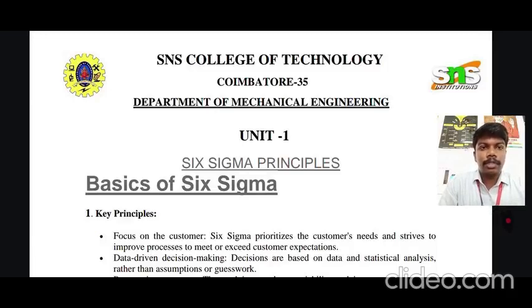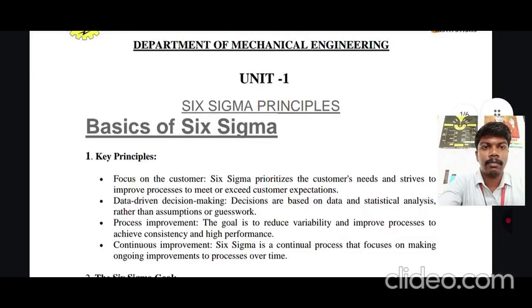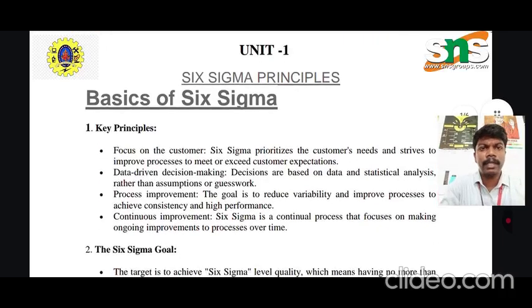Today we are going to discuss Six Sigma principles and the basics of Six Sigma. This topic comes under the Lean Six Sigma category. Here are some basics of Six Sigma, the key principles, the first of which is focus on the customer. Six Sigma prioritizes the customer's needs and strives to improve the process to meet or exceed customer expectations. This is a simple logic to find out the customer expectation or customer satisfaction.